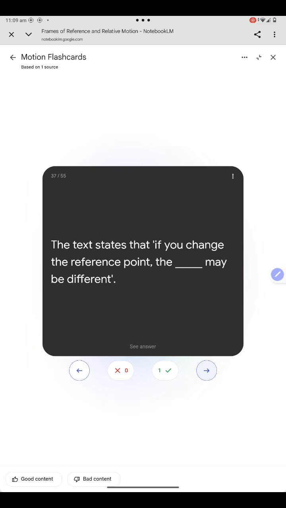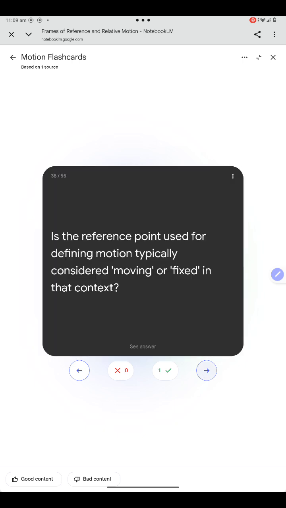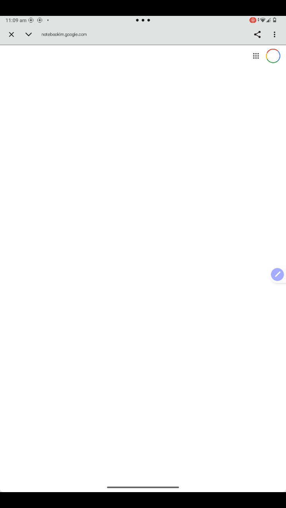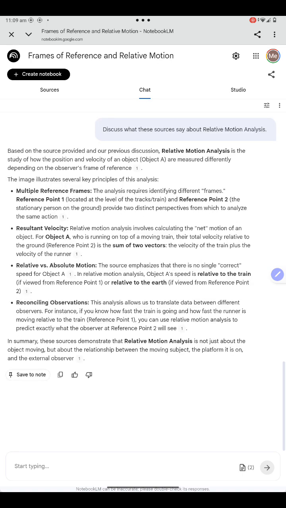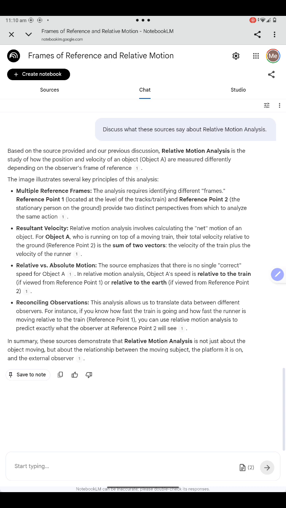The text states that if you change the reference point, the dash may be different. That is, the definition of motion may be different, or you can say that the state of motion may be different. So this is how you can check your knowledge using flash cards: what is the reference point, what is motion, and what is relative motion. So I think we conclude this here only.